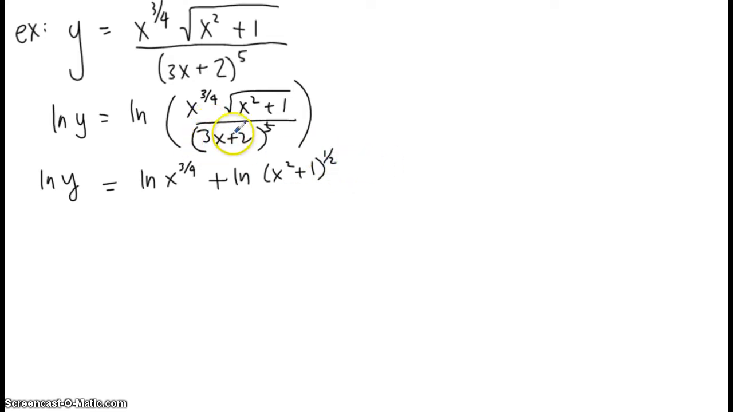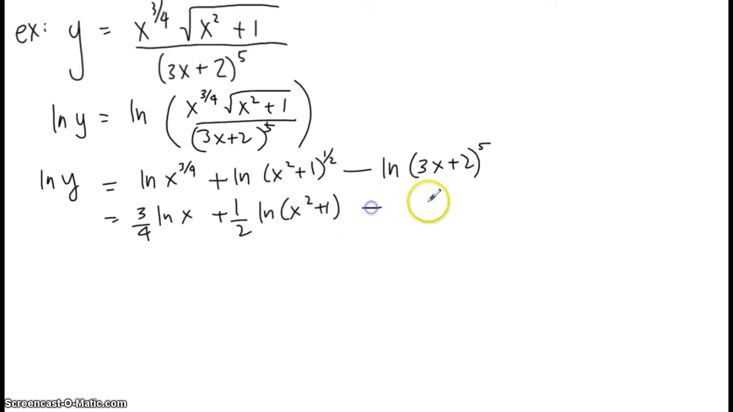I'm dividing it by this denominator, which in the log expansion makes me subtract natural log of 3x plus 2 to the 5th. And then all of these exponents, like I said, I can bring down to the same level as my natural logs because they are talking about exponents. Minus 5 natural log of 3x plus 2. Now take a look at how much easier this makes my life.